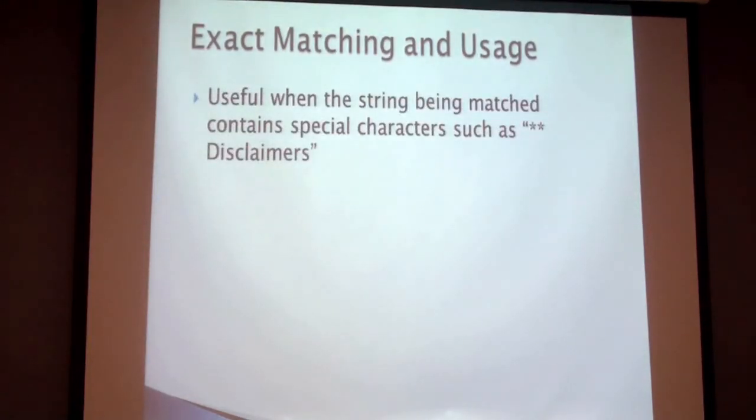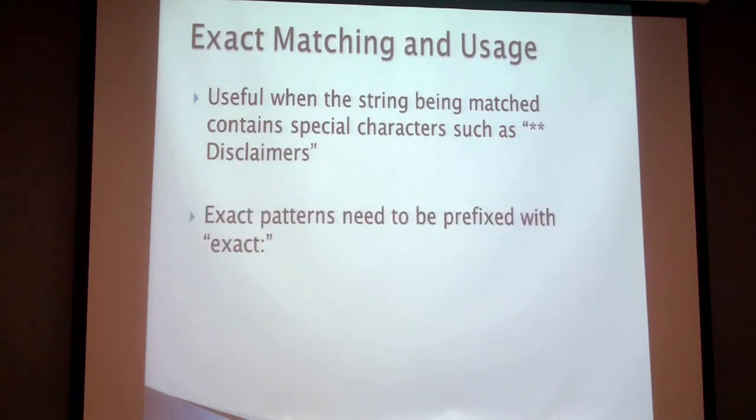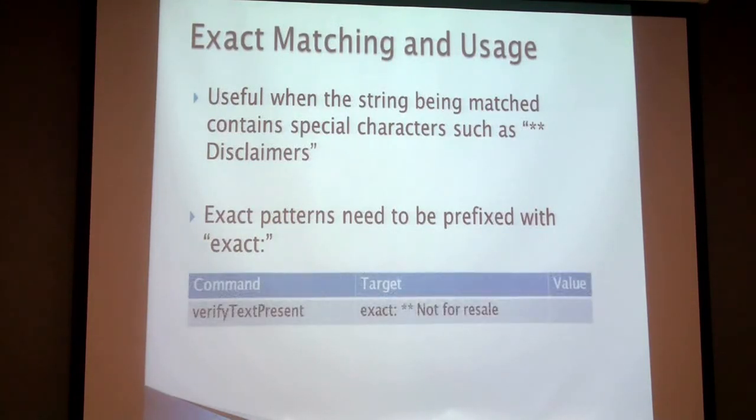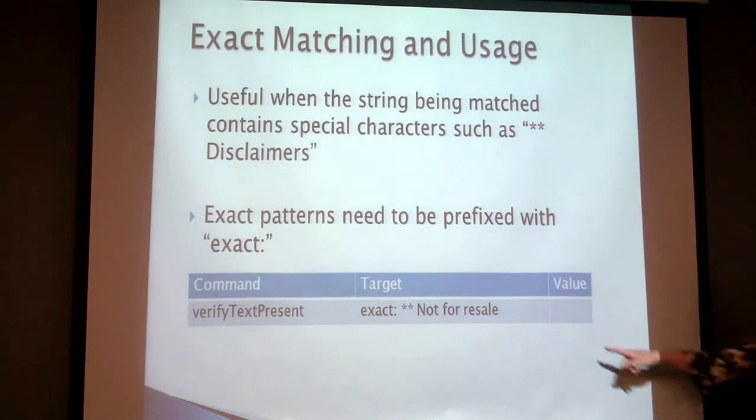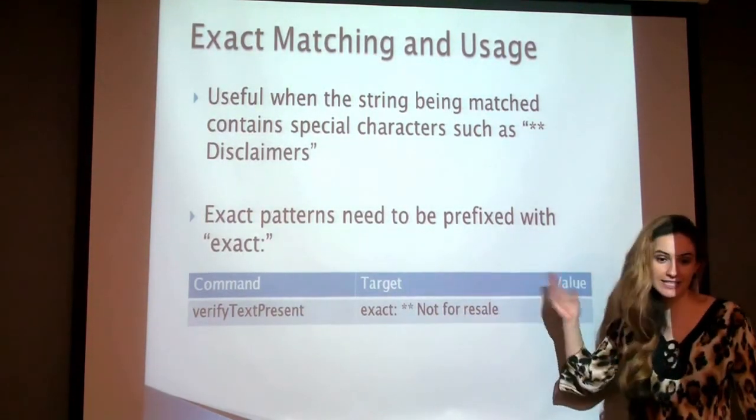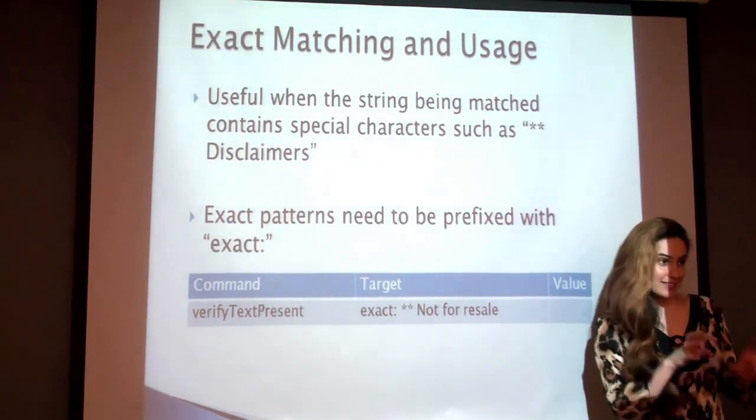Now the last one is the easiest one, nothing much to remember. Whenever you want to match something that's already a reserved character, you just want to say exact. In this case, you only have to worry about stars and square brackets because those are globs, right? In Selenium IDE. So in this case, if you were to match something like this, star star, not for resale, you would actually put exact star star.